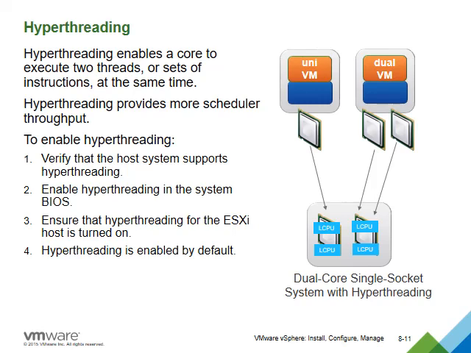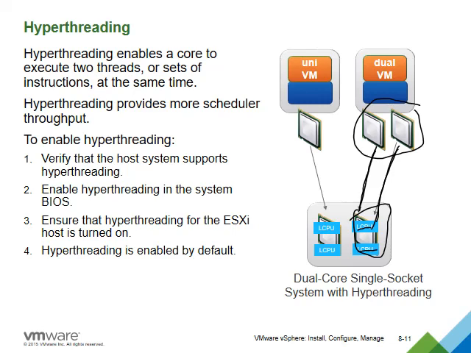Hyperthreading. If you have hyperthreading enabled on your ESXi host, the ESXi host can execute 2 threads at the same time on each processor core or physical CPU. Hyperthreading provides more scheduler throughput. As we were reading in the last slide, one CPU can be scheduled on one logical CPU. Well, now another one could be scheduled on it. As it's showing in this example, this one has 2 CPUs, only one physical CPU, but it has 2 logical CPUs available. So we can schedule any processing on that core because it has hyperthreading.